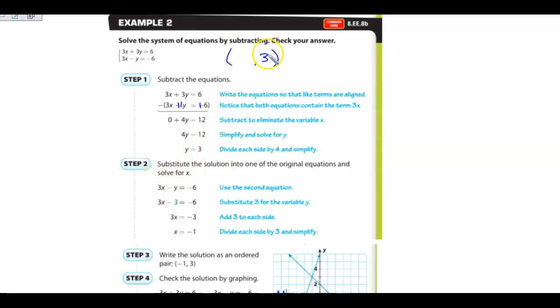We can substitute in y is 3. And so they chose the second one. So we have 3x minus 3 equals negative 6. Add 3 to both sides, we get 3x equals negative 3. Divide by positive 3, we get x is negative 1. So our solution is negative 1, negative 3.